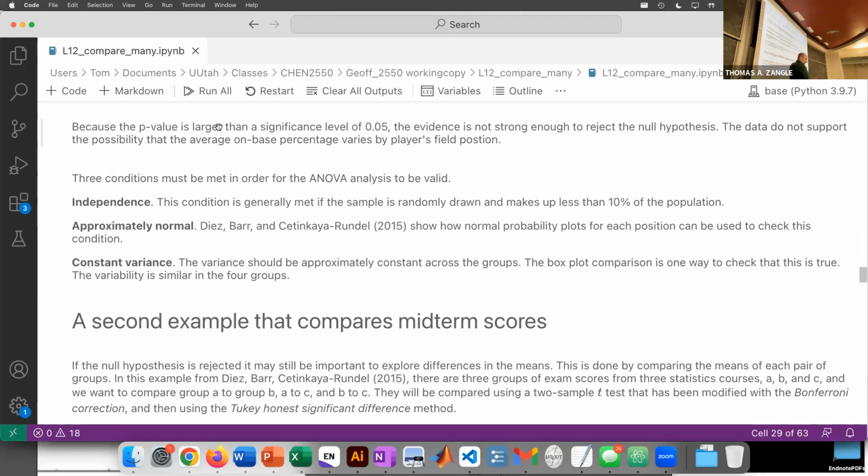Another condition, which we didn't check here, is that the data you're drawing from should be approximately normally distributed. We talked a little bit about normal probability plots and how you can use them to assess whether or not data is normally distributed. There's a little more detail on that in the given reference, but for now, we'll just posit that the data that we analyzed was appropriate for ANOVA and therefore normally distributed.